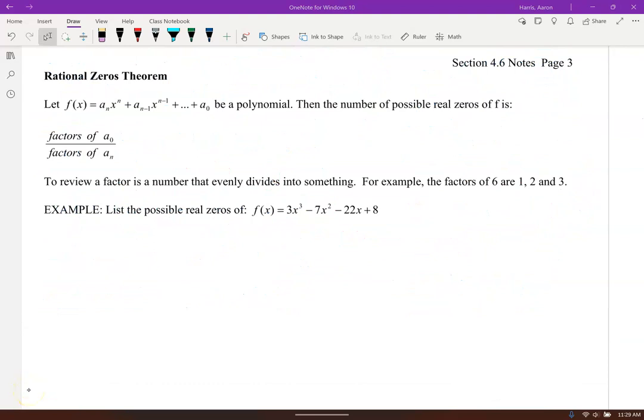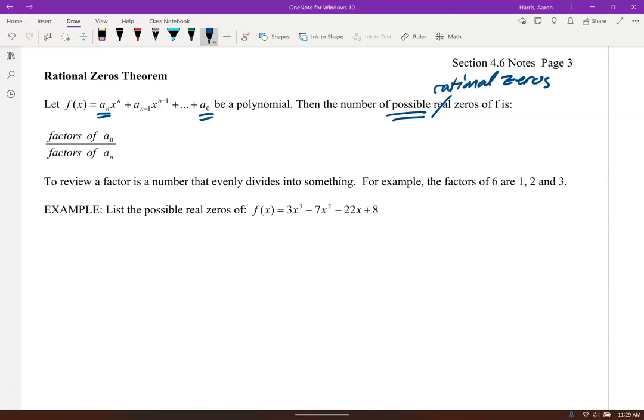All right, the rational zeros theorem gives you the number of possible rational zeros. It's the factors of the constant on the end over the factors of the leading coefficient. For example, let's take a look at this 3x cubed minus 7x squared minus 22x plus 8. This is a third degree polynomial, so it'll have 3 zeros.